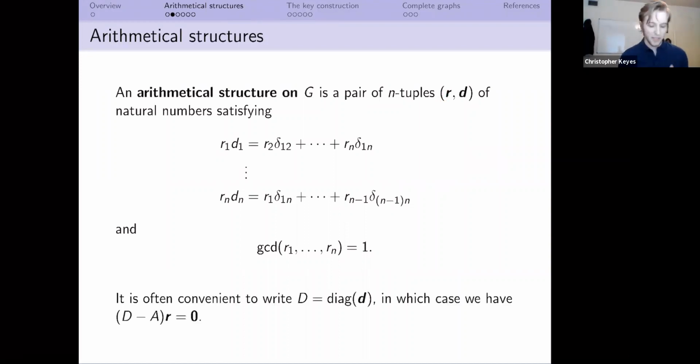All right. And often it's convenient to write D, capital D, as the diagonal matrix coming from this vector D, in which case we have R is described as in the kernel of D minus A.